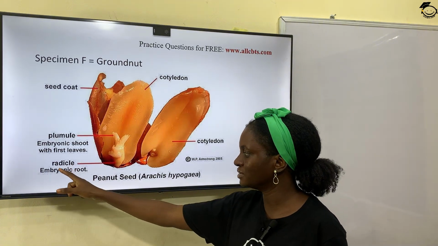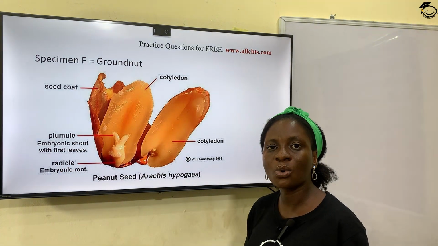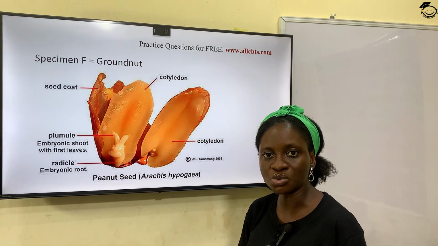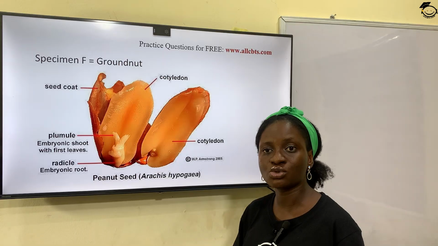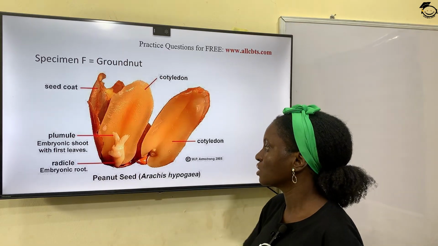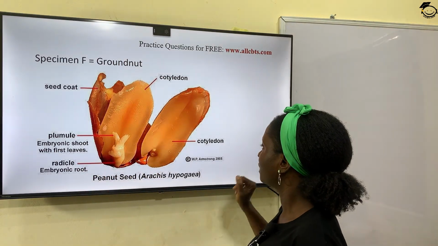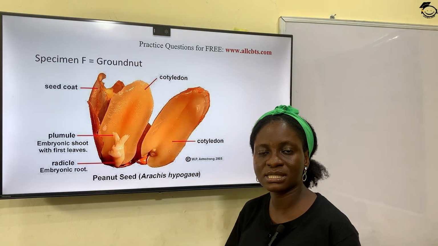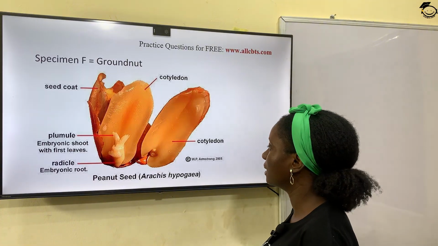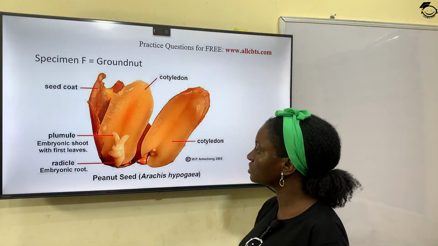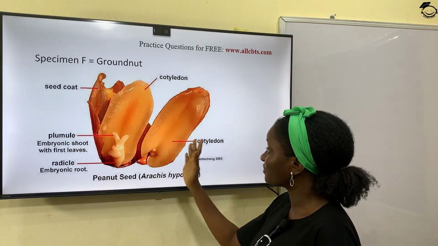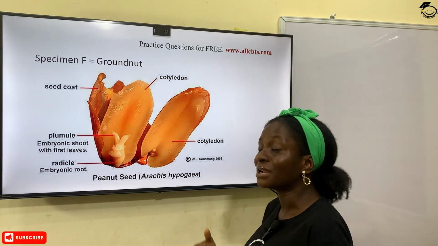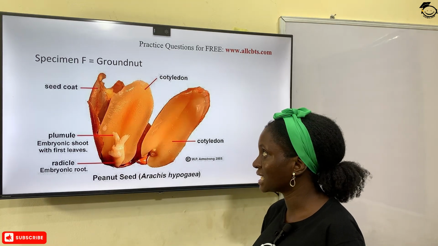Then we have the radicle. Radicle is the small roots, the embryonic roots that later develop into a bigger thick root. So that is radicle. Then we have cotyledon. They are the small seed leaves. Those are cotyledon. So these are the different parts of a peanut seed, which is known as Arachis hypogaea. That's the botanical name.